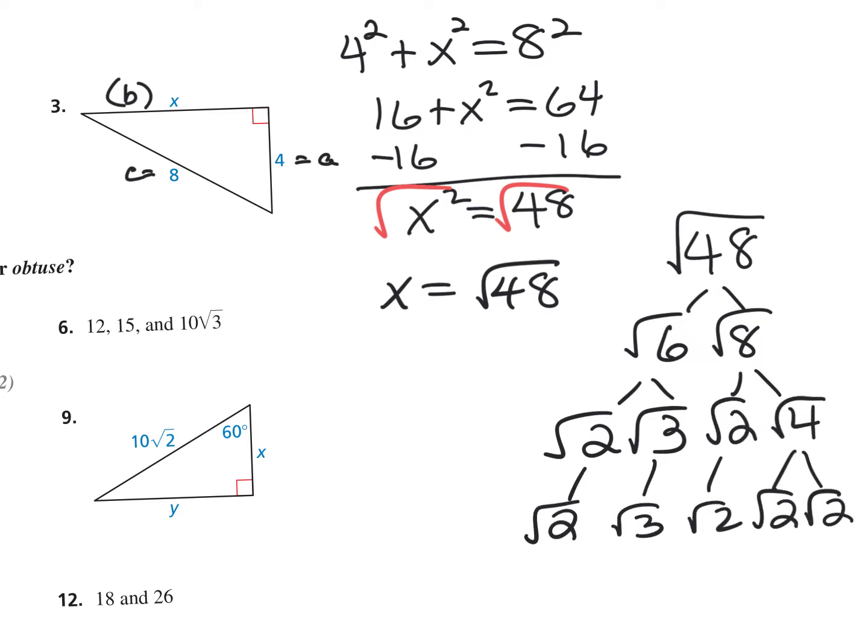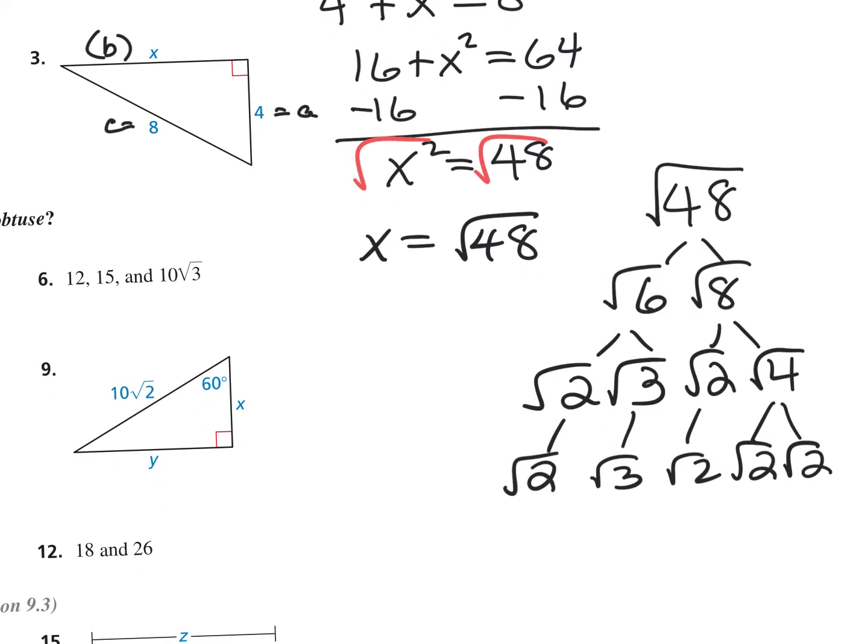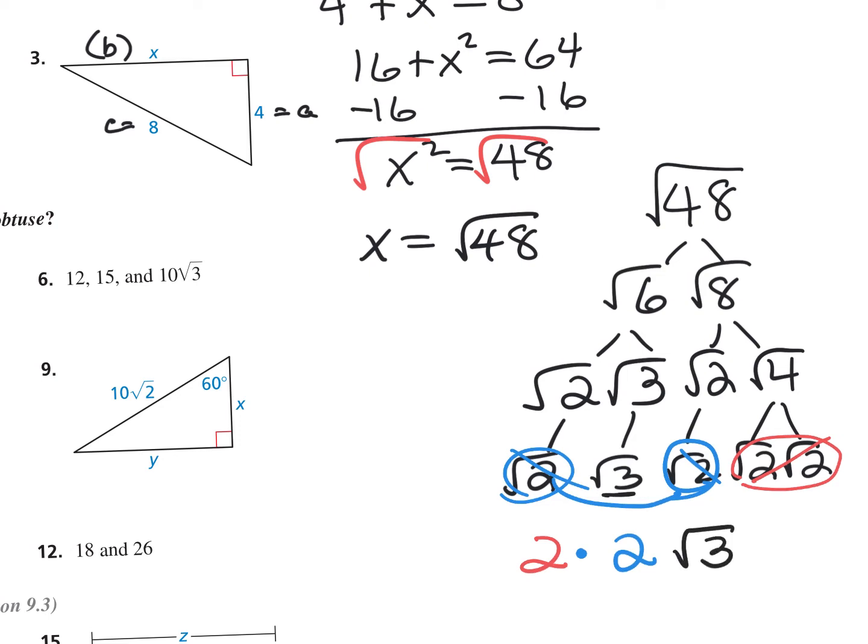Now that I have all prime numbers, I need to go back and look for pairs. So I have a pair of 2's over here. I'm going to pull a 2 out of that because it becomes a perfect square. I've got another pair of 2's. I could group these 2 together, and that 2 comes out. The poor 3 doesn't have a pair, so it's going to stay underneath.